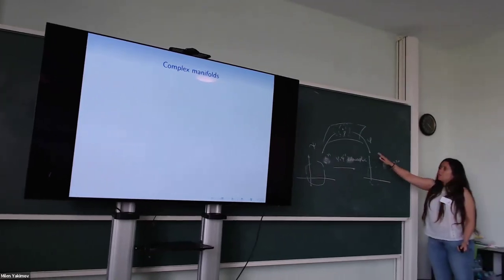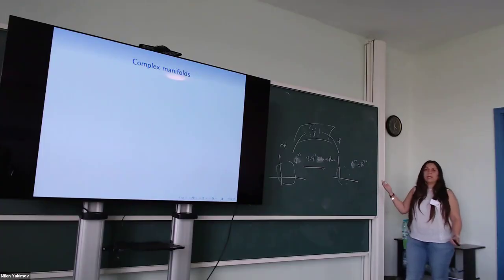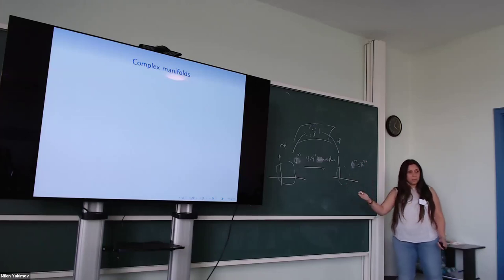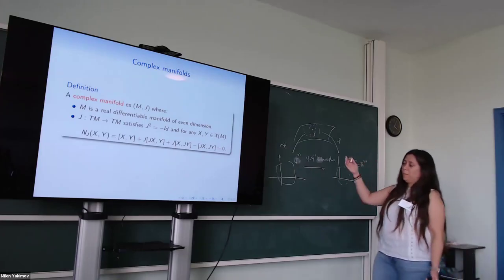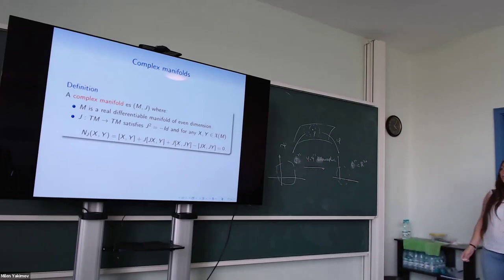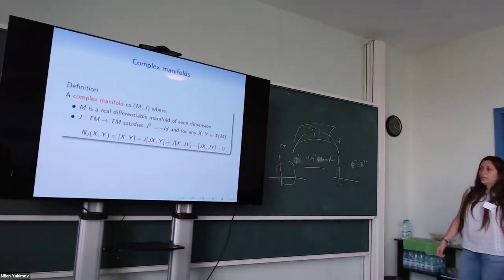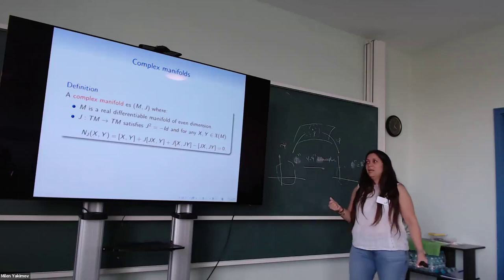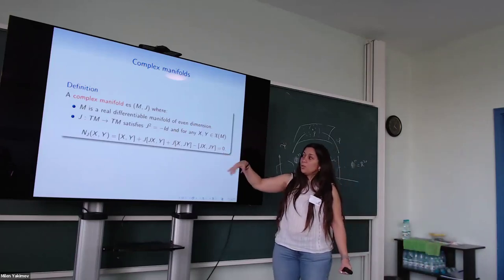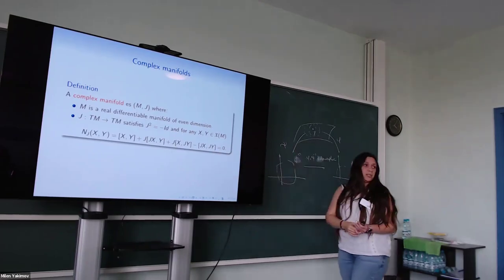If you start with a complex manifold, you get this differentiable manifold, but the first natural question is: if you have a differentiable manifold of even dimension, do you have a complex manifold? The answer in general is no. You need a little bit more, and one equivalent definition is this one. The object that you need is an endomorphism, a one-one tensor on the tangent bundle of M, whose square is minus the identity, like the imaginary unit, and you also need that the tensor, called the Nijenhuis tensor, vanishes.